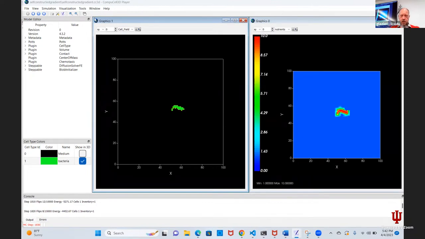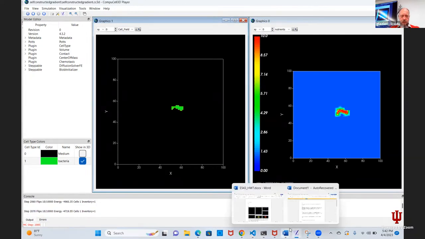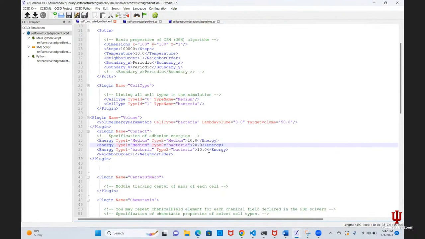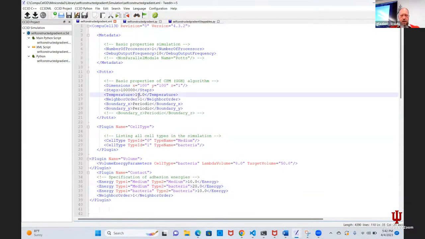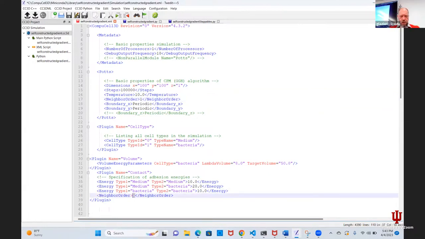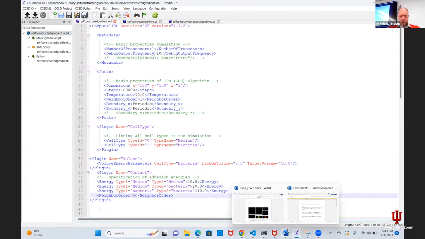What's the temperature? What's the fluctuation amplitude? How do I check that again? At the top of your simulation? 10, yeah. It should be all right. Juliano, any ideas what's happening here? Yeah, you might want to make neighbor order in line 38, 3 or 4 instead of one. The default of one is a little awkward for them.